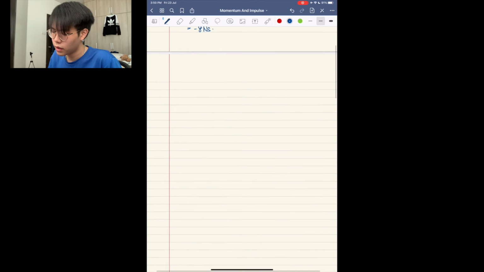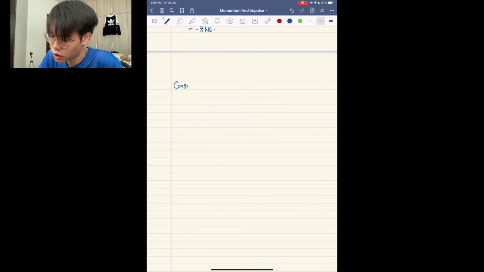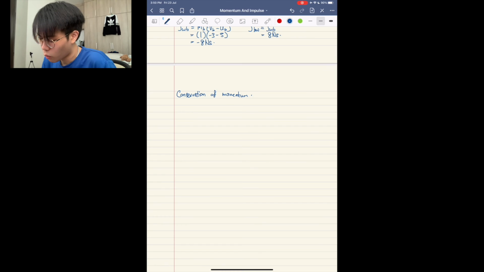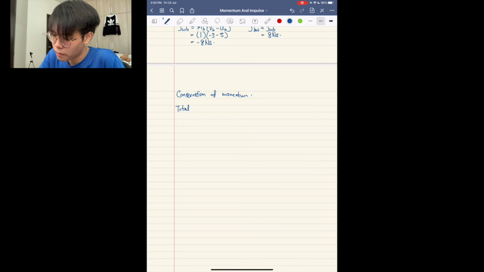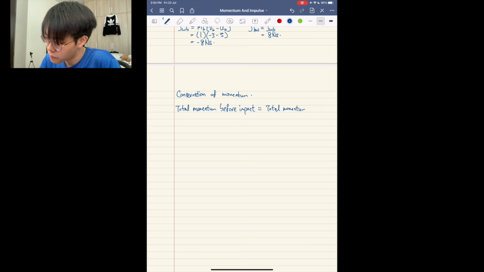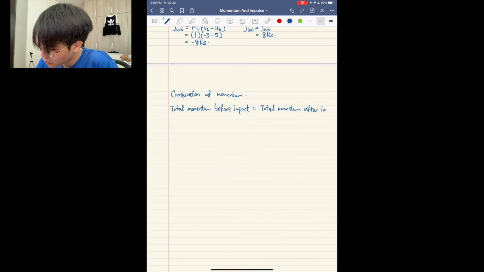Another thing that I want to talk about is conservation of momentum. What is conservation of momentum? Conservation of momentum basically means the total momentum before impact is equal to the total momentum after impact.